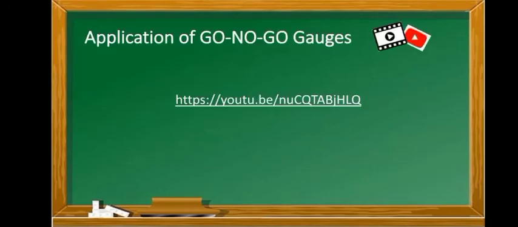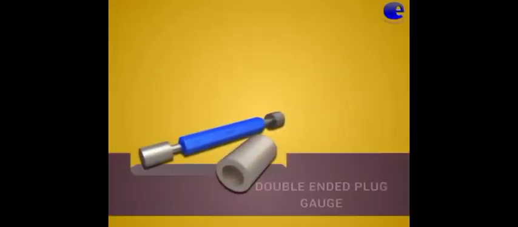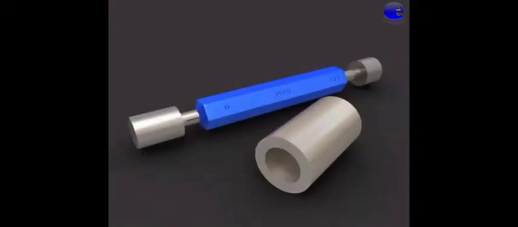So, let me show you this application of go-no-go gauges. Double-ended plug gauge. In this video, we are going to see about the double-ended plug gauge. In this type, the go end and no-go end are arranged on both the sides of the plug.